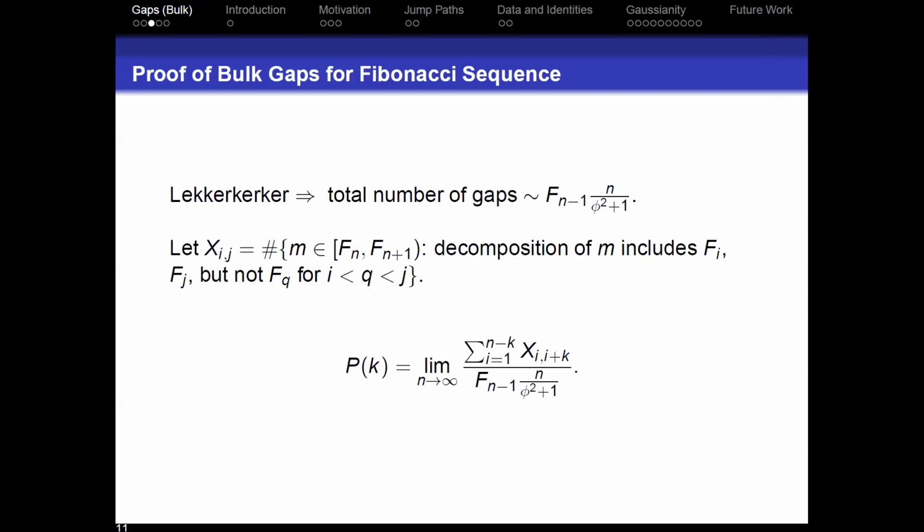Oh, got it. So this is the reason why I like to do the problem this way. I don't look at numbers m from 1 to f_n. I look at numbers from f_n to f_{n+1}. This way, every number has the same first summand. So I'm basically localizing so that things are of comparable size.